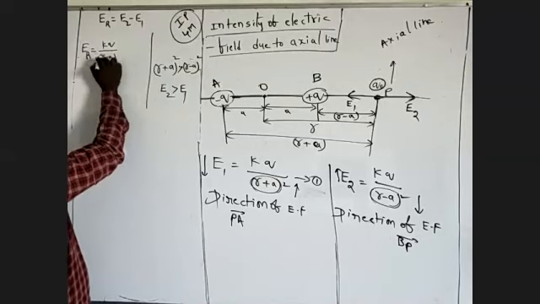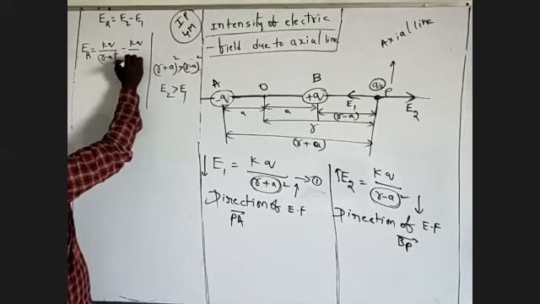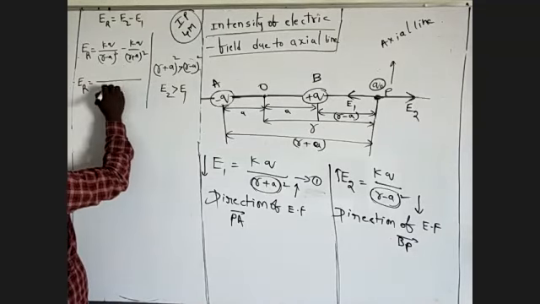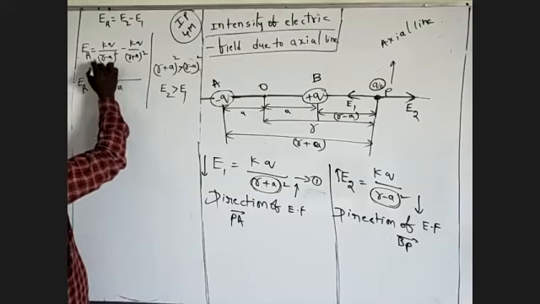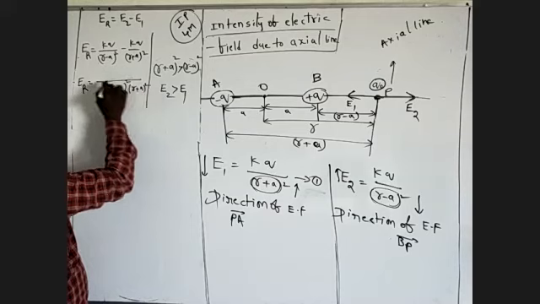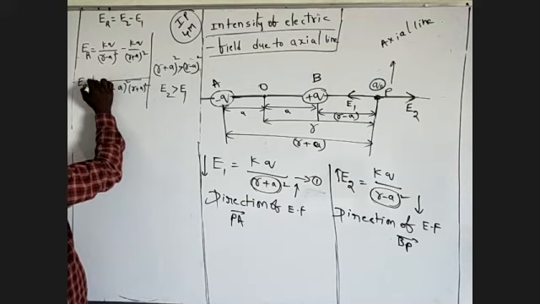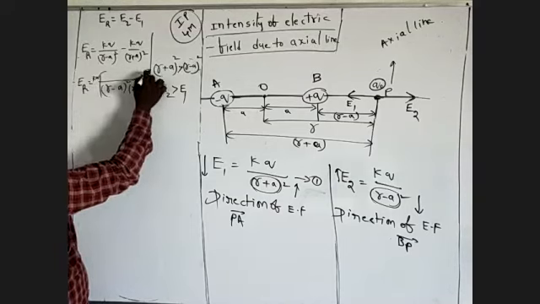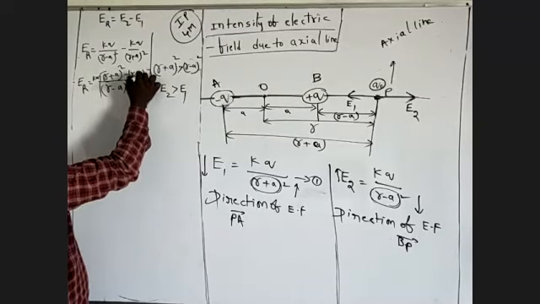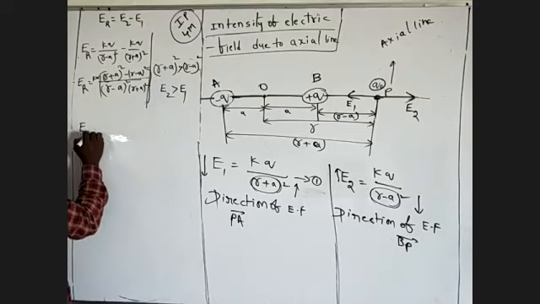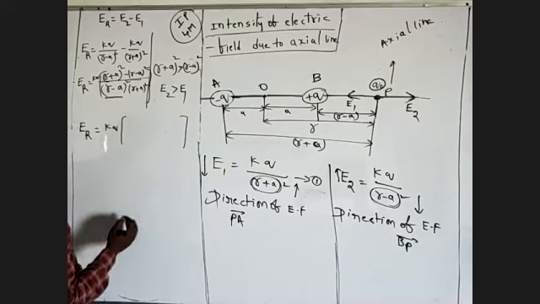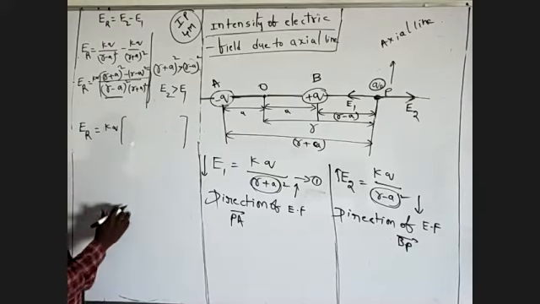R minus A whole square, minus E1, which is KQ by R plus A whole square. Now take the LCM. ER is equal to, taking the LCM, R minus A, this is A square, this is B square, A square minus B square, R square. Take KQ common. So what will happen? This is R plus A whole square minus R minus A whole square. Now ER is equal to KQ by A minus B whole square, A plus B whole square.